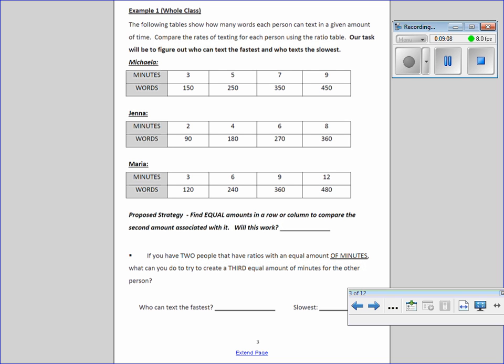Whatever you come up with, I just want to be able to talk about it when you're done, because there's different ways that you can do it. And I'm curious to hear what you come up with. So group up and go.